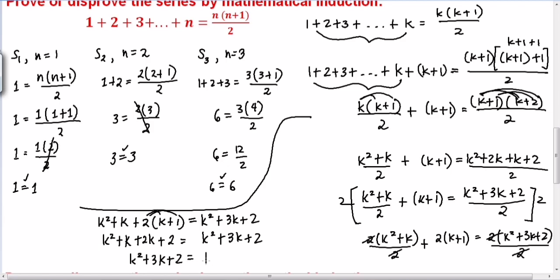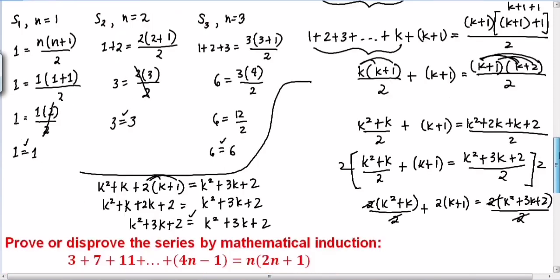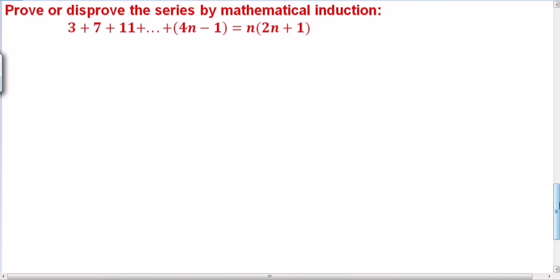Plus 2 is equal to k squared plus 3k plus 2. So again, ayan, na-prove na natin itong series. So equal sila. Okay? So let us have the last example of mathematical induction. So let's have 3 plus 7 plus 11 plus the infinity up to 4n minus 1, which is the nth term. That is equal now to the series of n multiplied by the quantity of 2n plus 1.